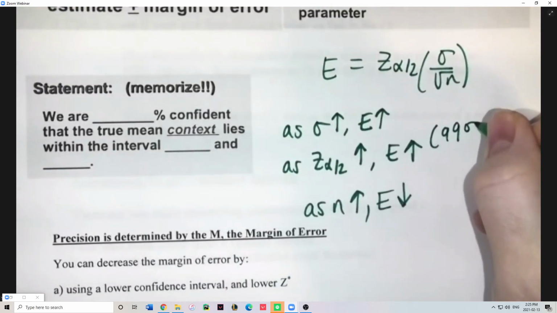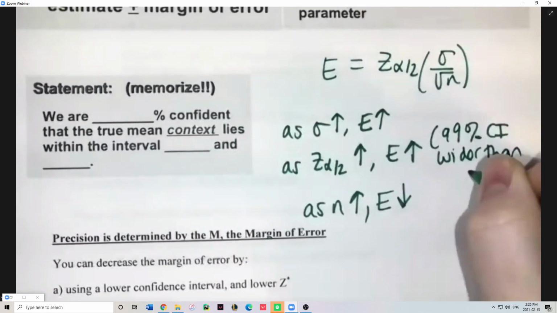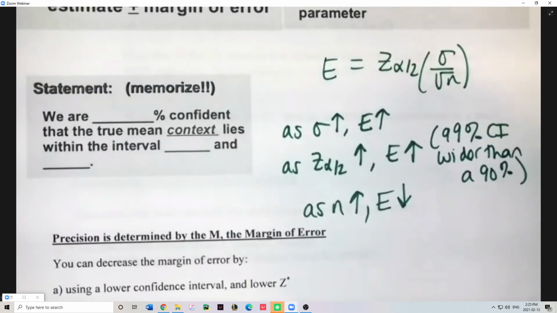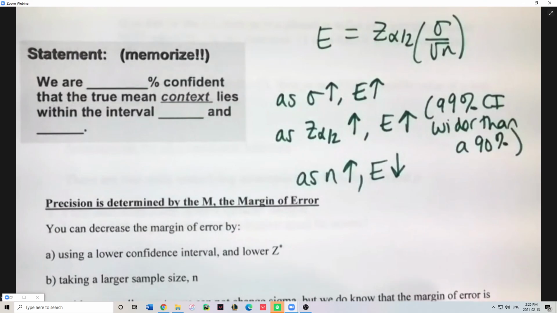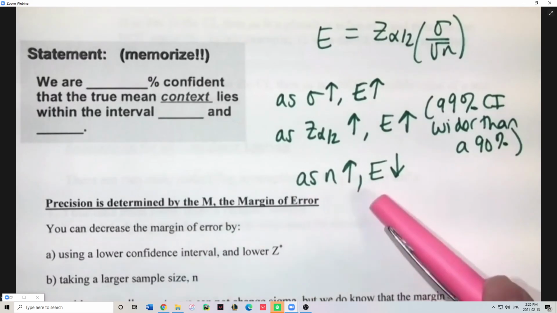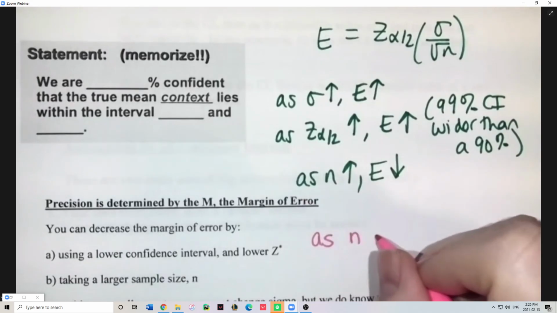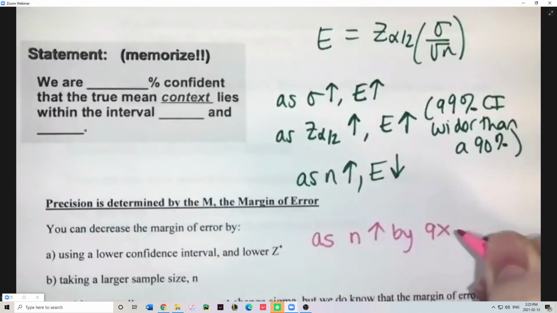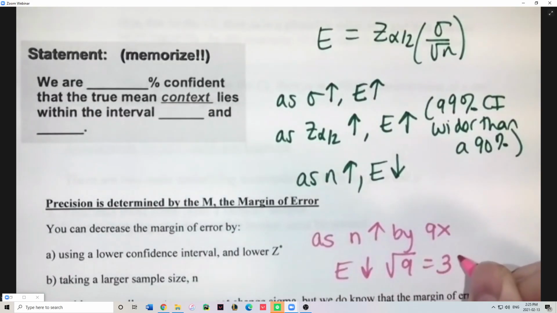As Z alpha over 2 gets bigger, E gets bigger. That means a 99% confidence interval is wider than a 90%. It has to be wider because you're more confident you've encompassed the mean in there. As n increases, E goes down, and it's not just a linear relationship: as n increases by 9 times, E goes down by root 9, or 3 times, because of that root n.